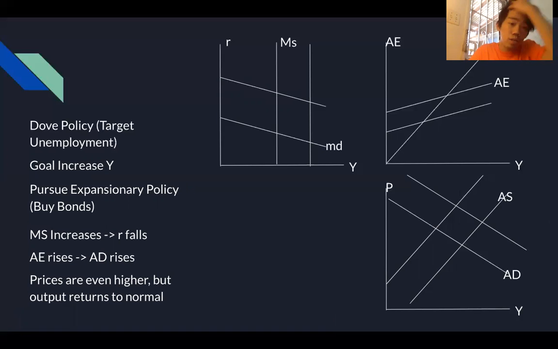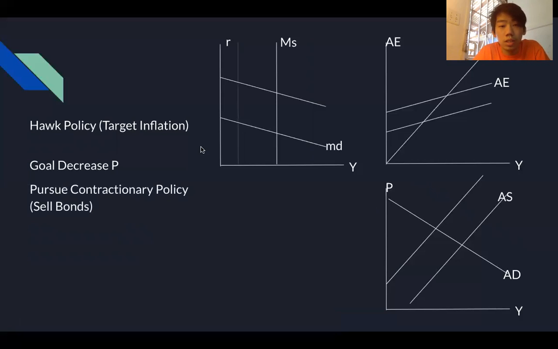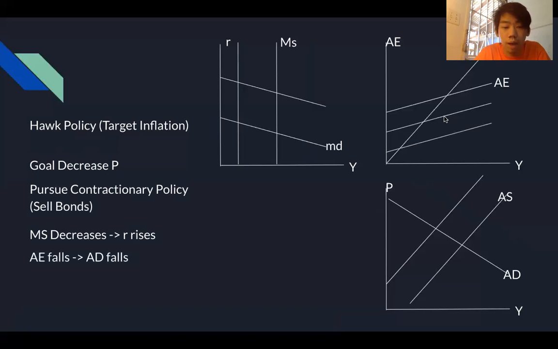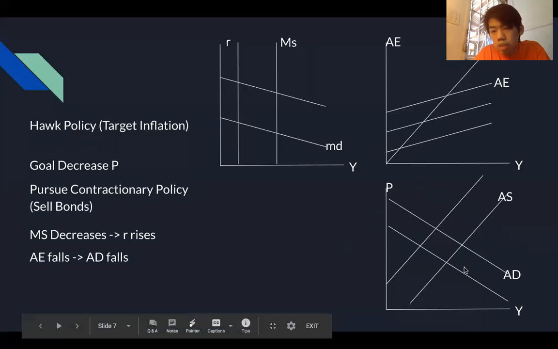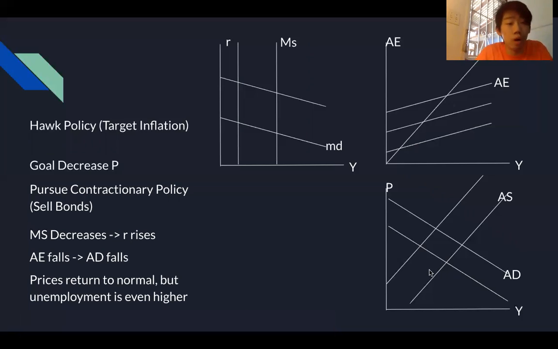On the other hand, if we do hawk policy, we're going to target inflation. We want to decrease the price level. What happens is we have to pursue contractionary policy. So we sell bonds, the money supply decreases, and the interest rate rises up to here. Then when the interest rate rises, aggregate expenditure falls, and then aggregate demand falls as well. So now we're here. Notice now that the price level has returned to normal, but there's a much, much larger shock in unemployment. So we could return prices to normal, but that's a trade-off in making a lot more people unemployed than would have been.